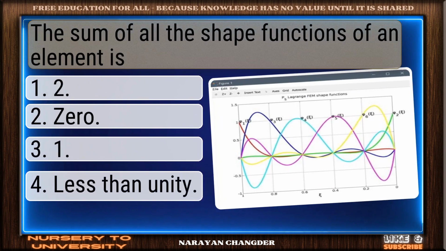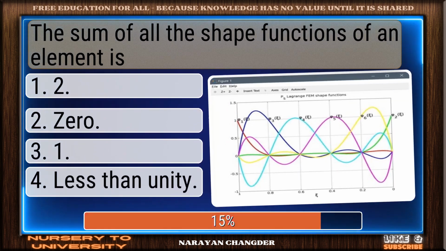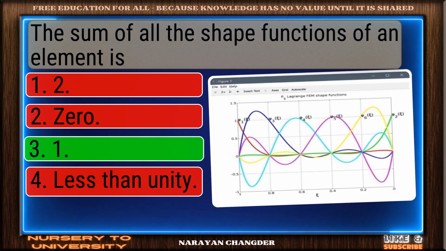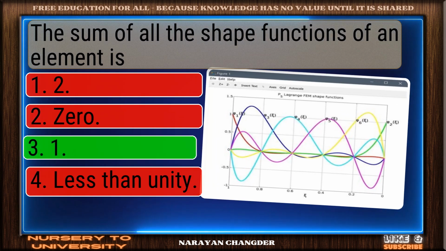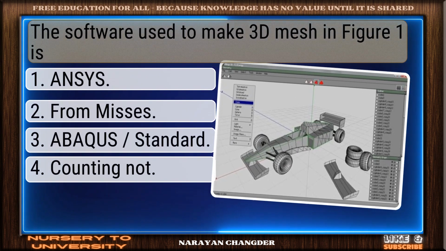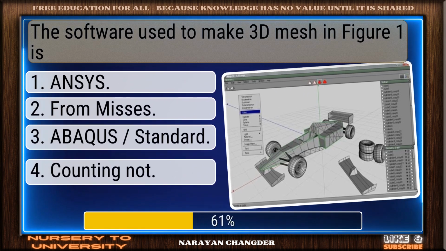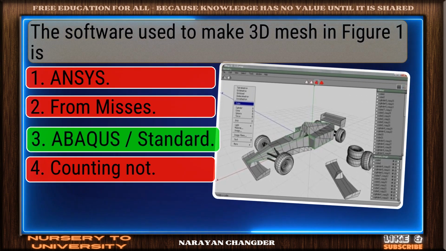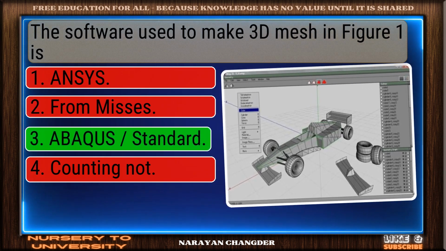The sum of all the shape functions of an element is? Nice selection. 1 is the correct and valid answer. The software used to make the 3D mesh in Figure 1 is? Right choice. Abaqus Standard is the best answer.